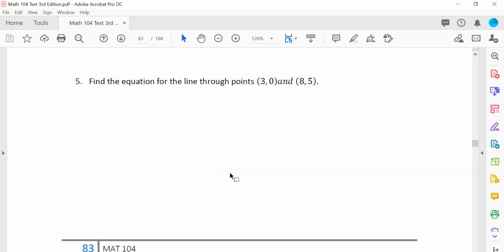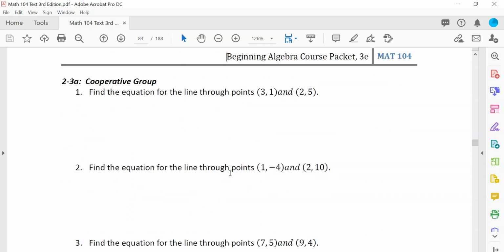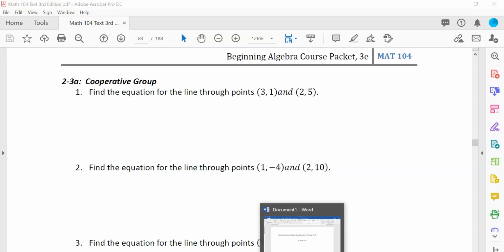Instead, what I'm going to do is go to the cooperative group problems, and I'm going to show you how to do a couple of these. All right, so that's what I'm going to do. So let's take a look at number 1.